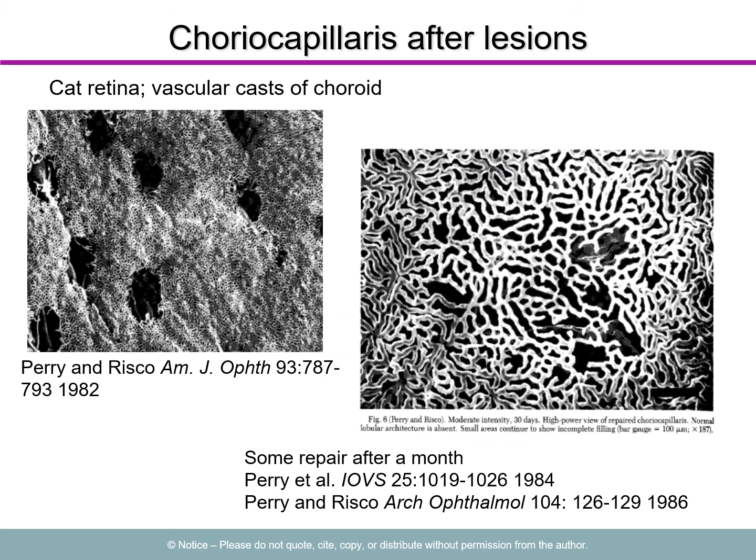Now we are not the first to see this. In the 80s, Perry and Risco did some measurements and made vascular casts of the choroid after doing photocoagulation lesions. And you can see these holes in the choriocapillaris on the left. What they found was that those could heal somewhat over time, and you had a restoration of some of the choriocapillaris. But we did not really find that. Our choriocapillaris seemed to be damaged for at least a month.